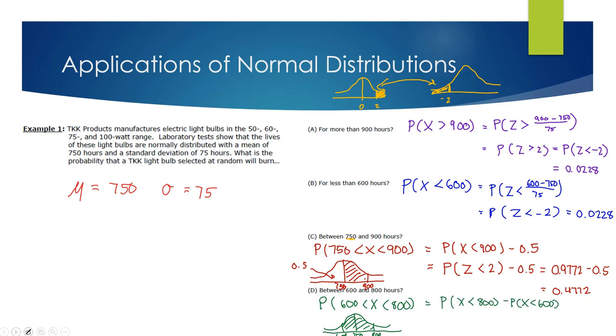So that's my strategy. The probability that x is less than 800 is the same as the probability that z is less than 0.67. And the probability that x is less than 600 is something I've already come up with before because that was part B. That's the 0.0228. That's why you don't see me doing much of a calculation there. And so I look up the 0.67, and I get 0.7486 minus 0.0228, which is about 0.7258.